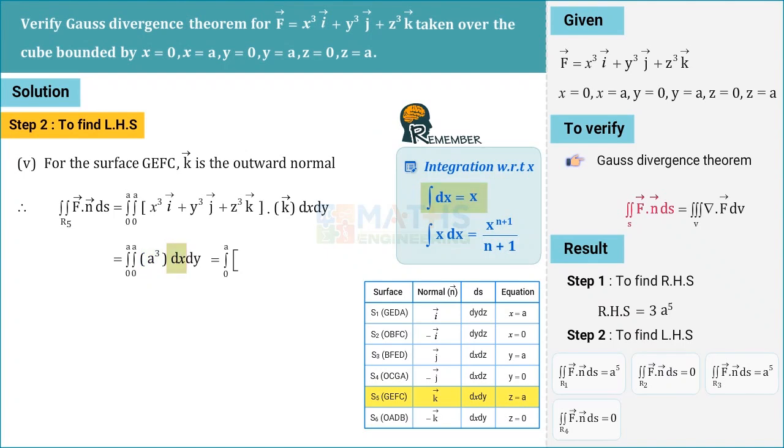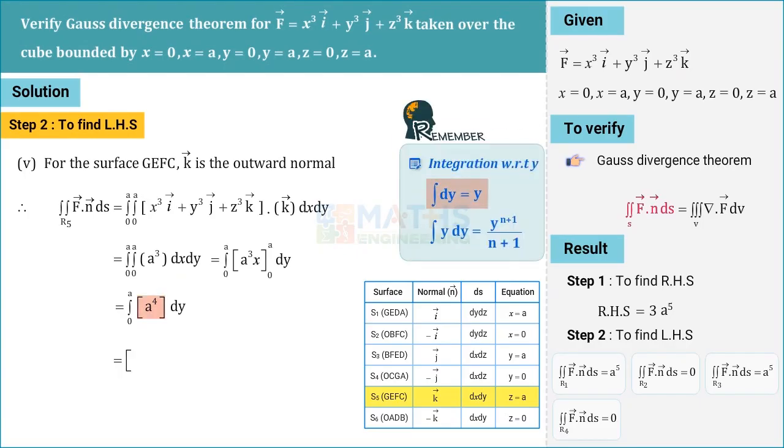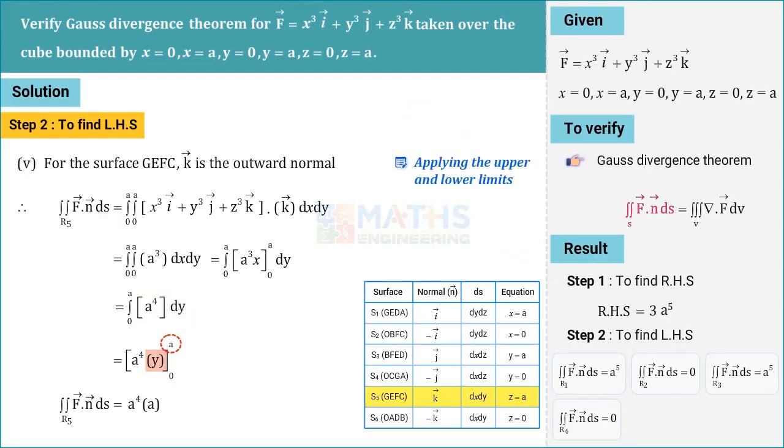Now we are integrating with respect to x. What is the integral of dx? Integral of dx is equal to x. Replace the upper limit and lower limit in the place of x. What do we get? We get a power 4. a power 4 is a constant. What is the integral of dy? Integral of dy is y. Replace the upper limit and lower limit in the place of y. Now what do we get? We get a power 5. So the fifth integral value is a power 5.